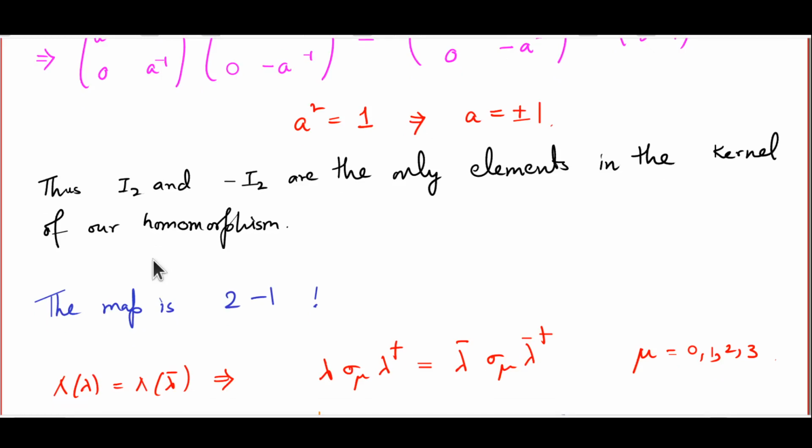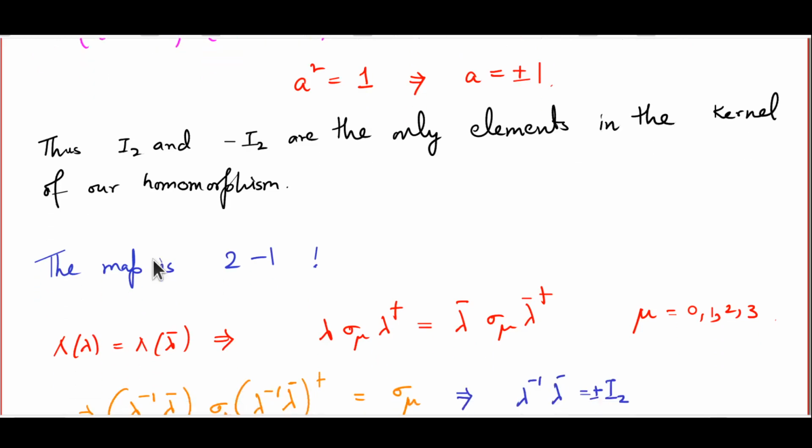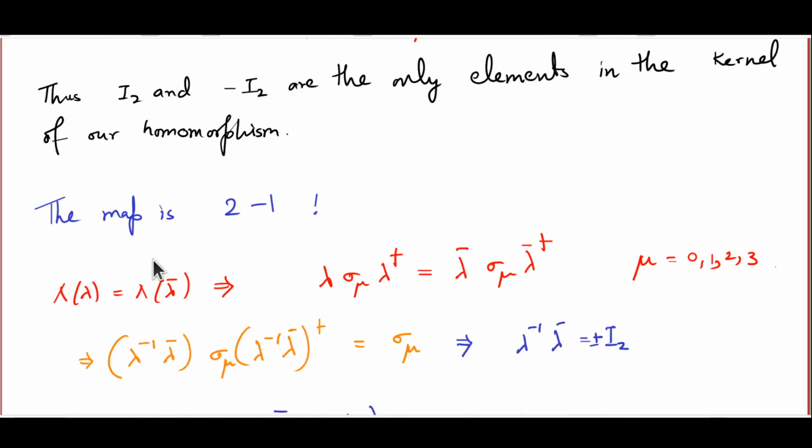So all we are doing is asking under what condition would the image capital Λ of small λ be exactly equal to capital Λ of small λ bar. This of course means that λσ_μλ† is λ̄σ_μλ̄† for each one of the μ's. But then, if you just take the λ to the other side, what you are going to get is λ inverse λ bar σ_μ (λ inverse λ bar)†.